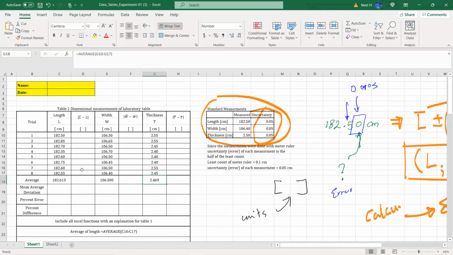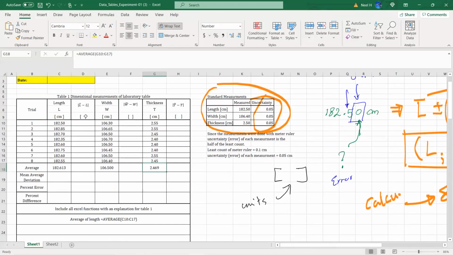Okay, so we'll do that now, which means I can do L bar minus L here. The unit is going to be centimeters. Make sure that if you see square brackets, you add the units. Equal sign, then I need the absolute value, ABS, open brackets. L bar is actually 182.613. So type 182.613, and minus each L value. Don't type the number for the L values. For the average value, type the number, but for each L value, just click on the cell C10, because of a reason. You will see in a bit.